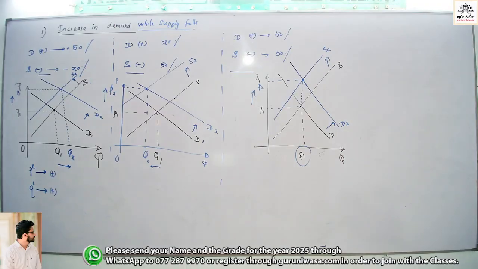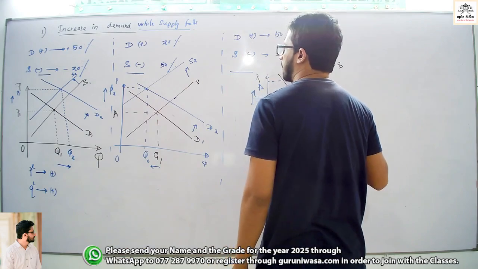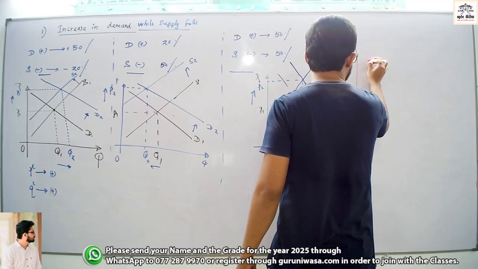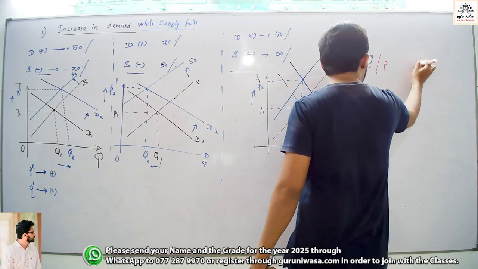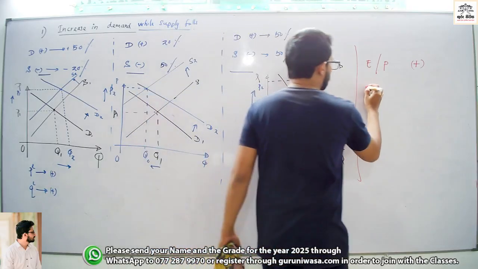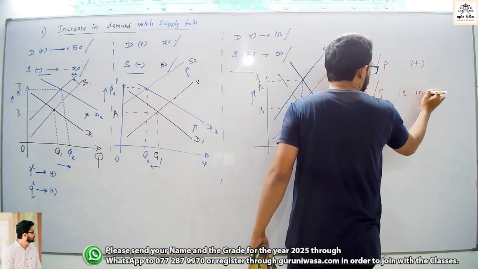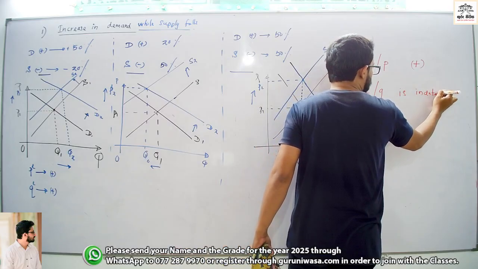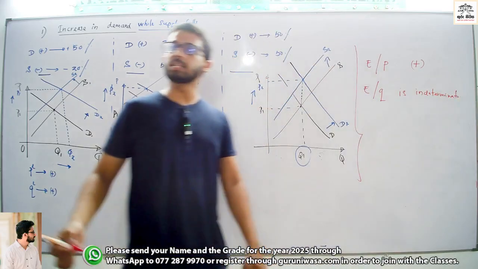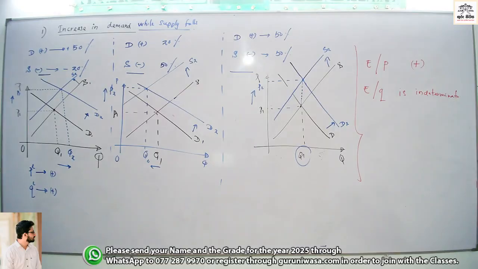Then what is the conclusion? We can say the general conclusion: demand increases while supply falls. Equilibrium price always increases, but equilibrium quantity is indeterminate. We cannot say. It can increase, decrease, or remain constant.